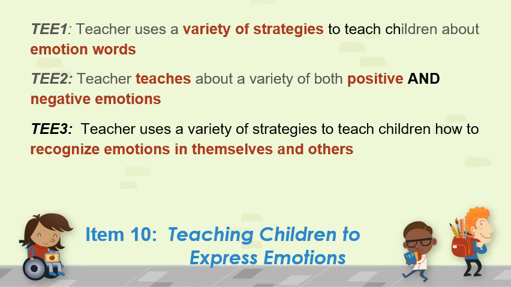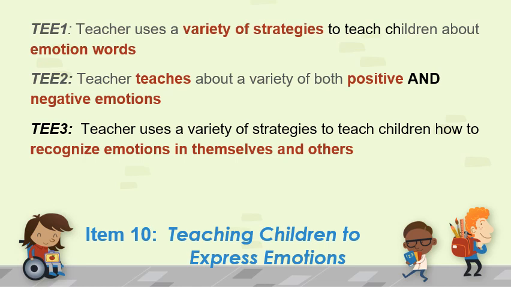TEE2. Teacher teaches about a variety of both positive and negative emotions. You must mention at least 2 positive emotions like happy, proud, excited, glad, and at least 2 negative emotions. For example, sad, angry, mad, lonely.